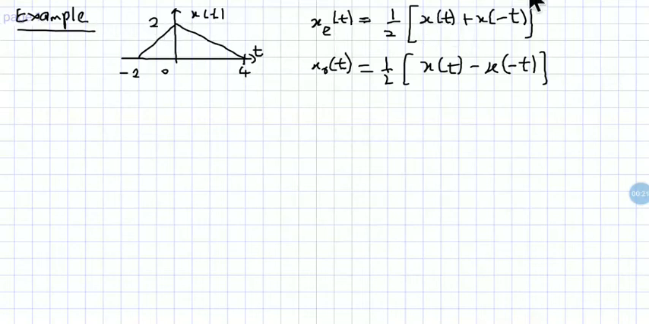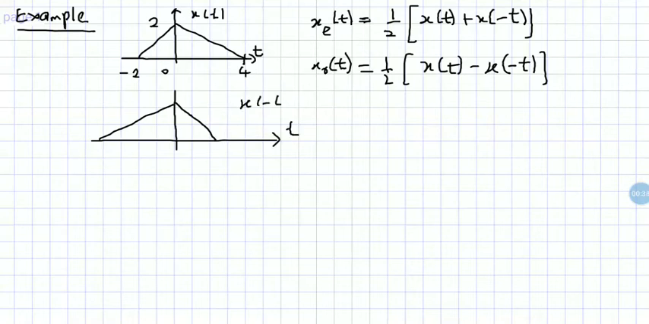It looks like this. Then we need to find x(-t) of the signal. So let's sketch that. x(-t) is just the reflection of the signal along the y-axis. So when we want to find the even and odd components, we always look from left to right.